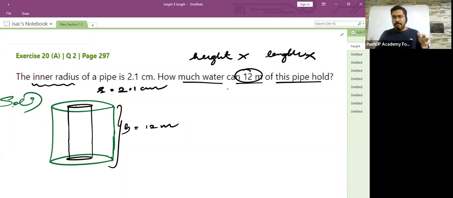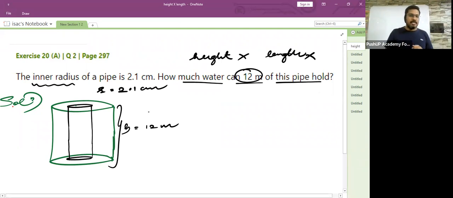When the pipe is lying on the floor, you use the word length. But when you lift the pipe and keep it straight or perpendicular to the ground surface, the length can also be called height. Are you getting it? When it is lying on the horizontal surface, you call it the length of the pipe. When you lift the pipe and keep it perpendicular to the ground, then it becomes height. I have drawn the pipe standing perpendicular to the ground surface. So the height of this pipe is what? 12 meters. Now they are asking us to find how much water.